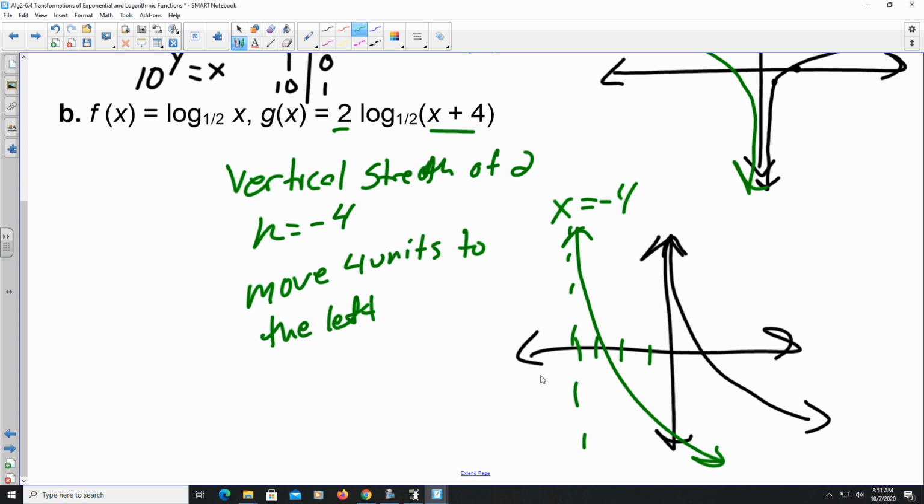And that is being able to look at transformations of exponential and logarithmic functions. I hope this helps. Until next time.